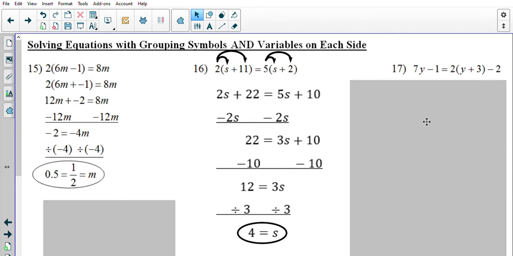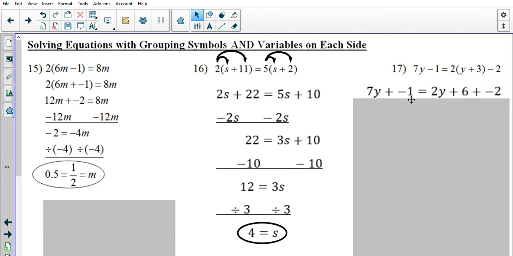So I am going to distribute here. You're going to notice I added the opposite on the left. I wrote that as 7y plus negative 1. I distributed on the right here. So I did 2 times y to get 2y, 2 times 3 to get 6. And I also wrote minus 2 as plus a negative 2.